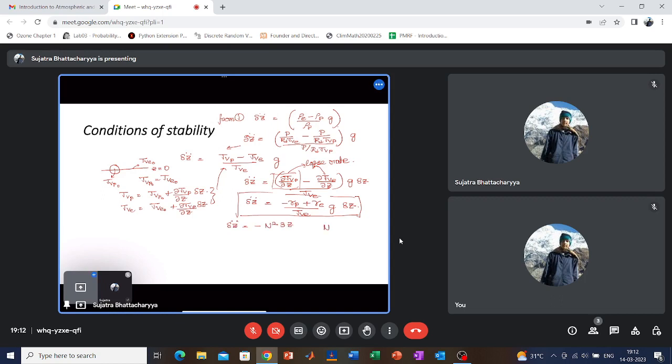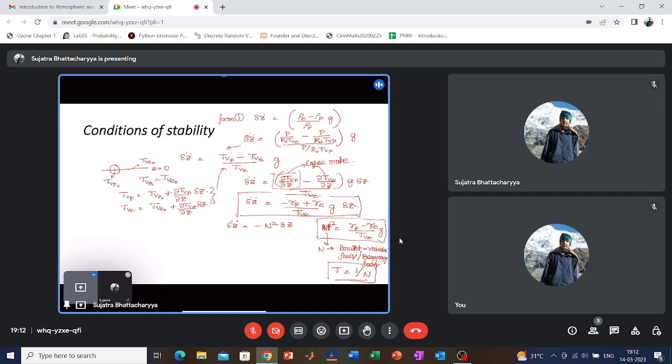So what is this n or n square? N square is (gamma P minus gamma E) divided by TVE into g. And this n is called the Brunt-Väisälä frequency, or you can say the buoyancy frequency. How to calculate the time period then? The time period will be 1 by n. That's all, as per the definition. Okay.